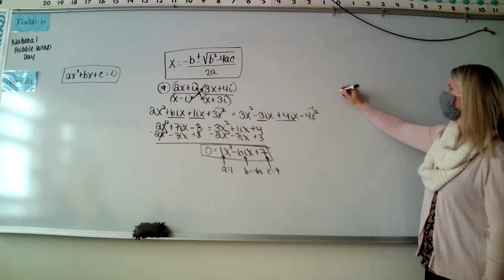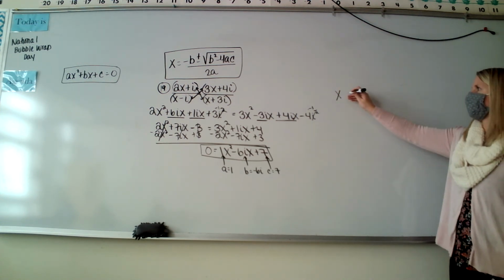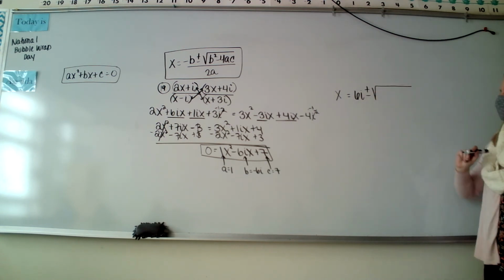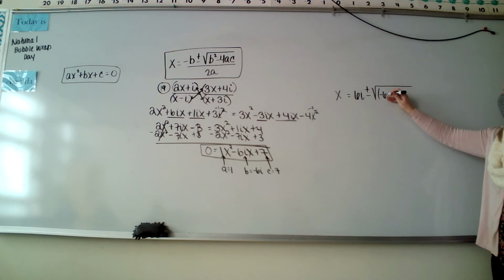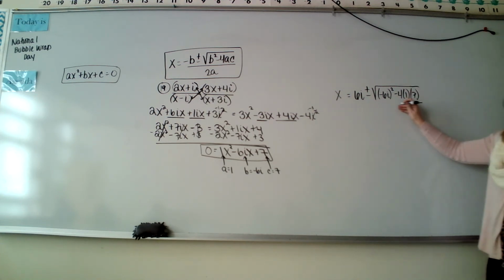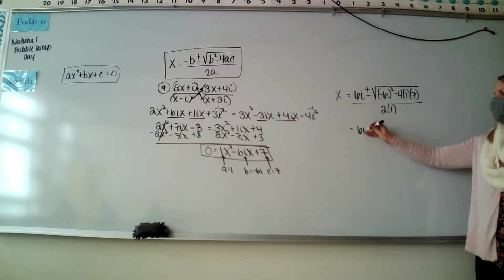x equals -b, so I'm just going to make it positive, right? 2 negatives make a positive. Plus or minus the square root of b squared minus 4 times a times c, all over 2 times a. So we're just getting used to plugging back into that formula. We haven't really used it a ton this year, maybe once or twice. But just going from there.